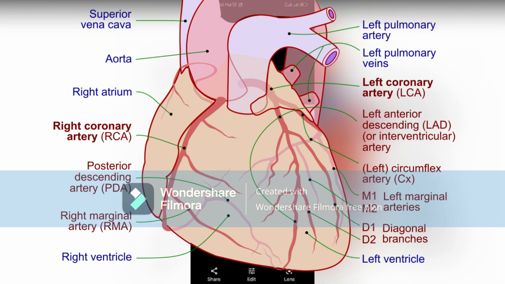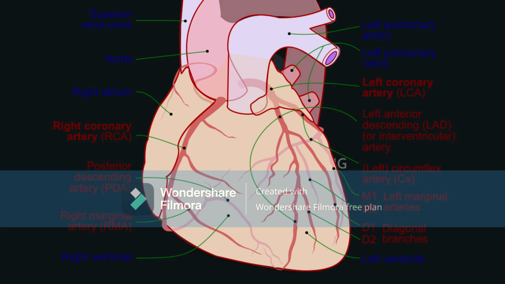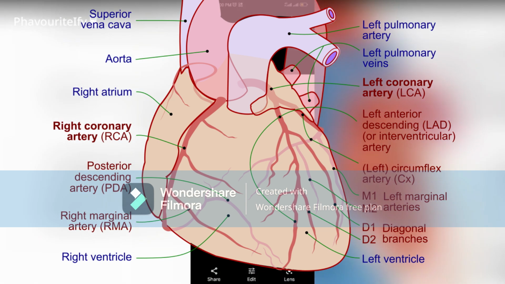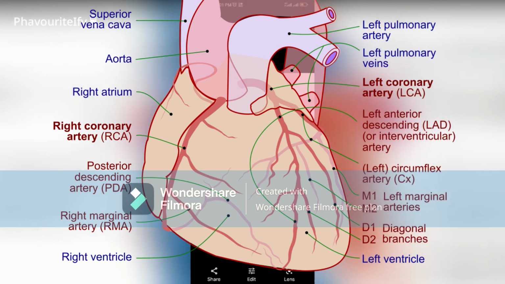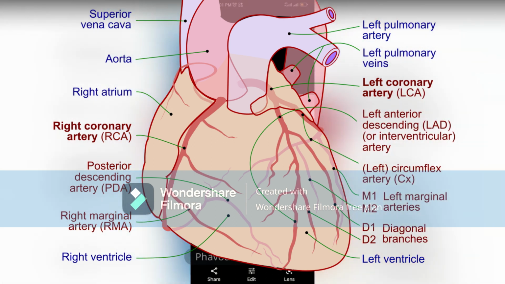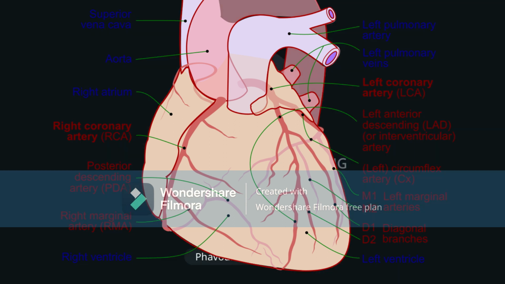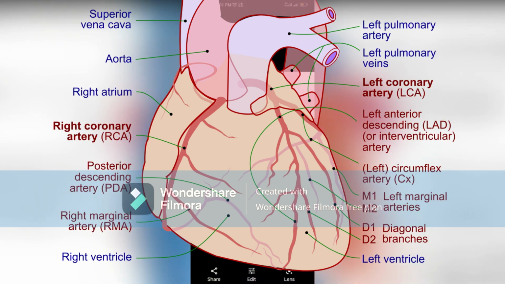The right coronary artery supplies the right atrium, most of the right ventricle, part of the left ventricle, part of the interventricular septum, the SA node, and the AV node.